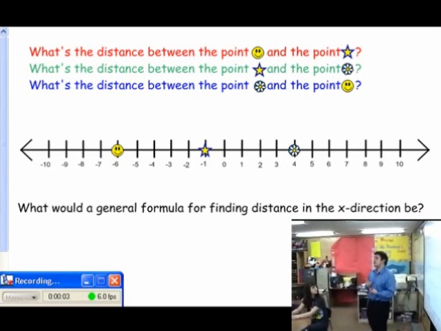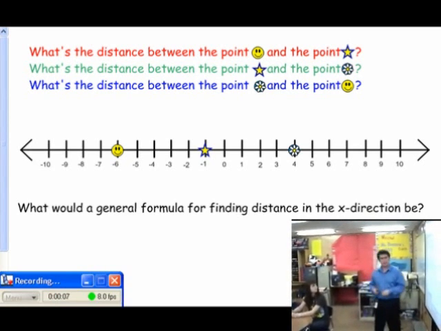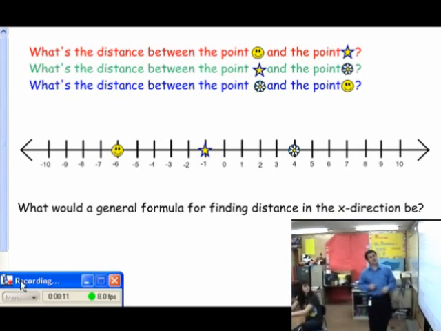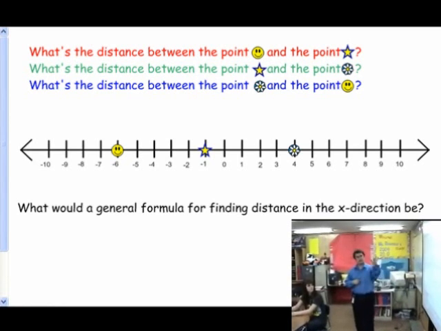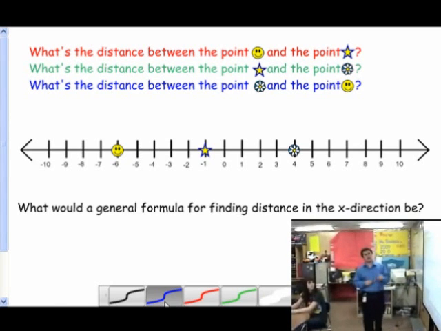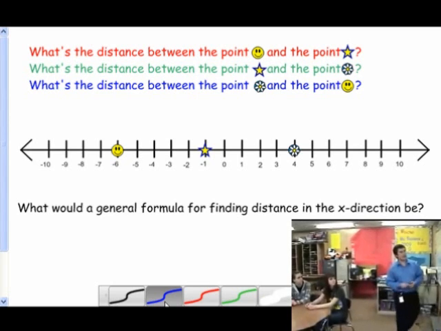Goal is... I'm not going to tell you what today's goal is, but we're going to together make up some rules here. So looking at these first three questions, what is the distance between the smiley face and the star? What is the distance between the star and the flower? What is the distance between the flower and the smiley face? Who thinks they have a good answer for each of those?